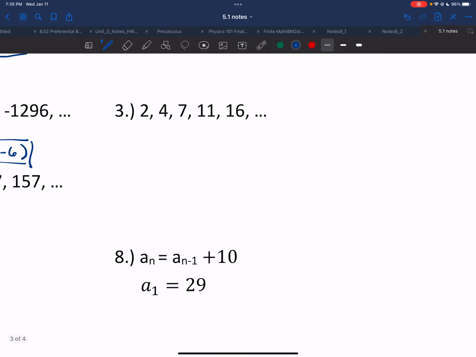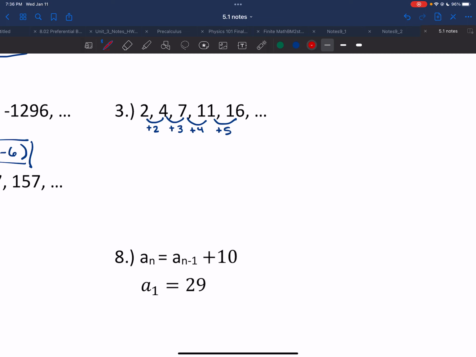This one, to get from 2 to 4, let's see here, I add 2. From 4 to 7, I add 3. From 7 to 11, I add 4. 11 to 16, I add 5. Okay, so these are going up by 1. So how do I put that into an equation?